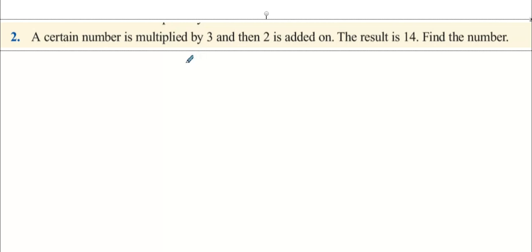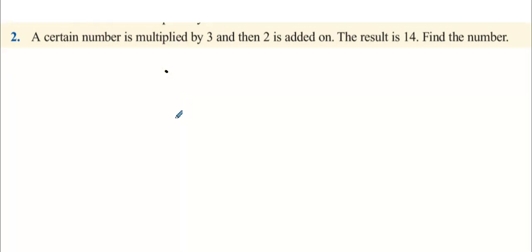Okay, so the trick with all these questions is, I know some people can do them in their head, but the real trick is to be able to write down a formula using algebra. So here's the way we do it. When we see a certain number, we write down x. When we multiply it by 3, that means you multiply 3 by whatever x is. You're not adding it on, so it's 3 times whatever x is.